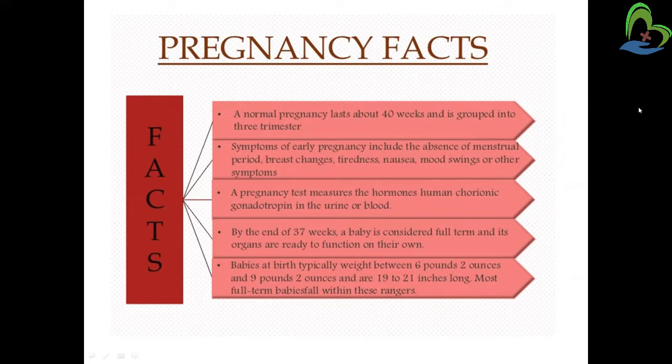By the end of the 37th week, a baby is known as a full term baby or full term pregnancy, and its organs are totally ready to function by themselves. The normal weight of the baby is typically 2.5 kg.